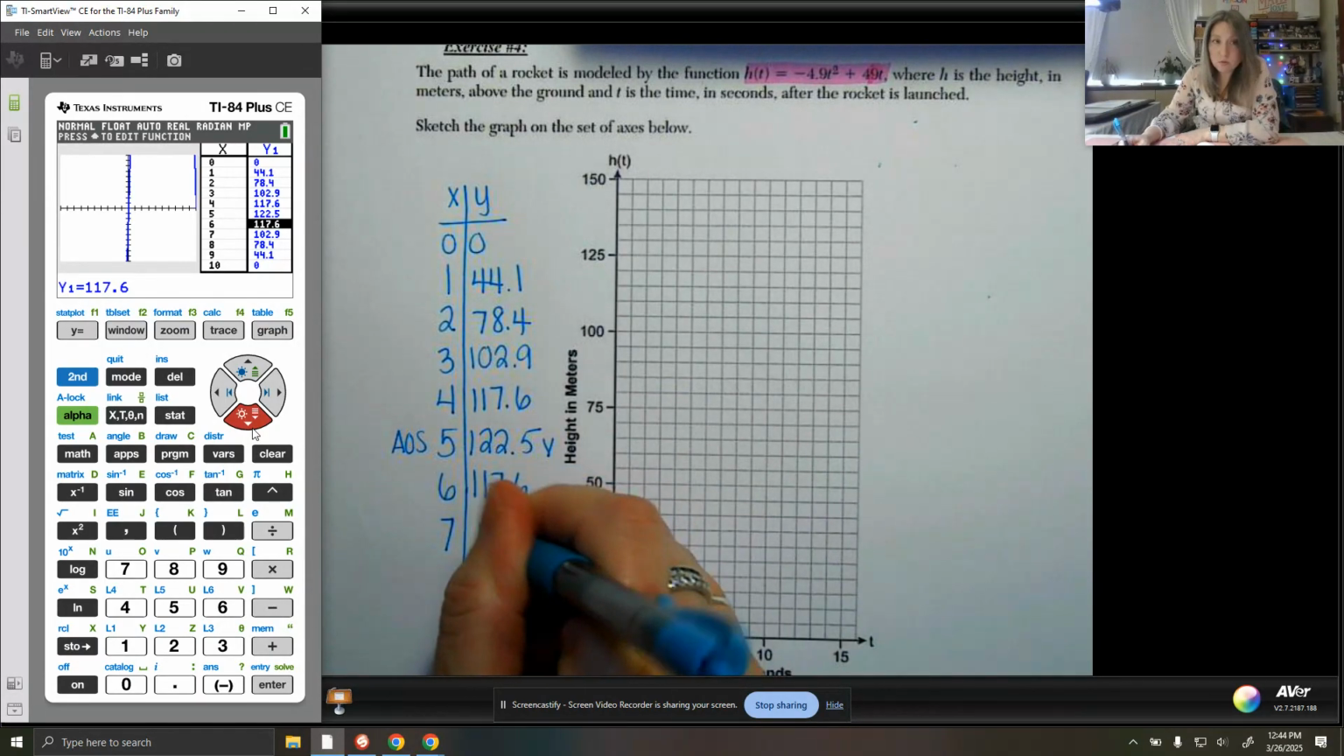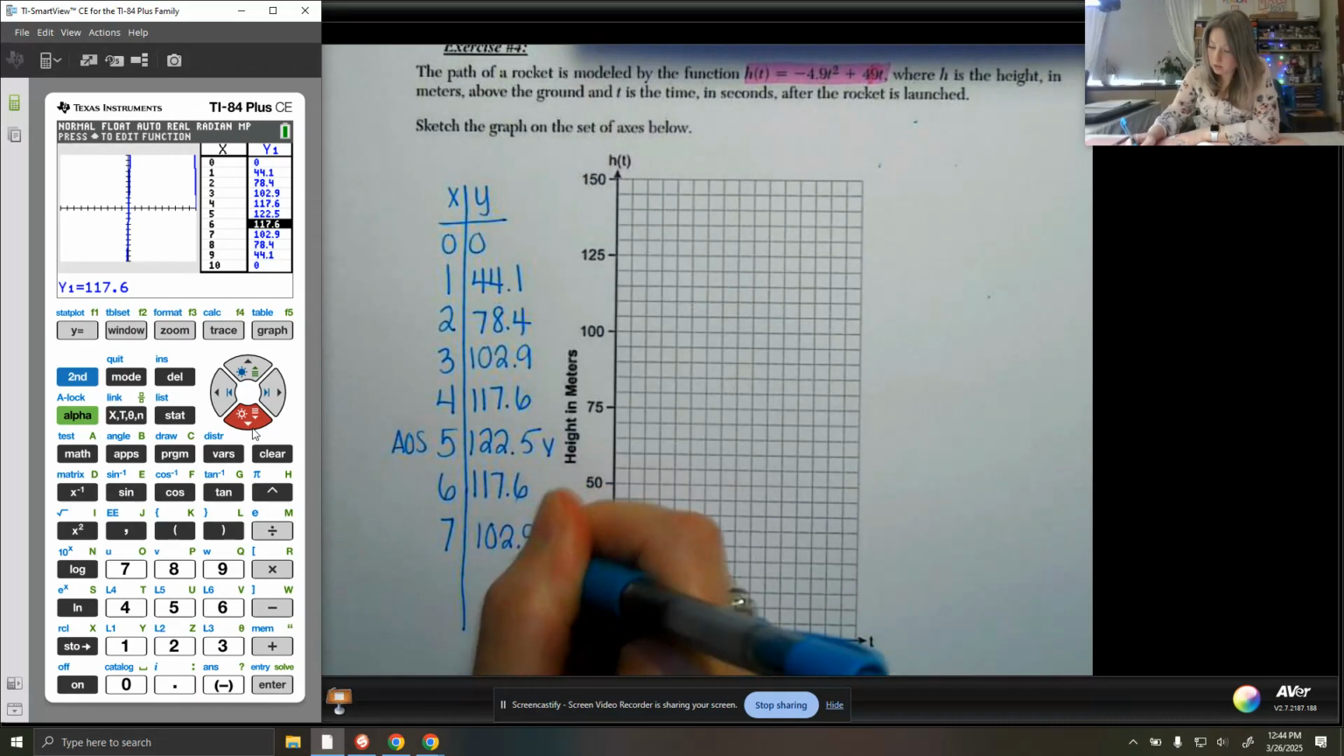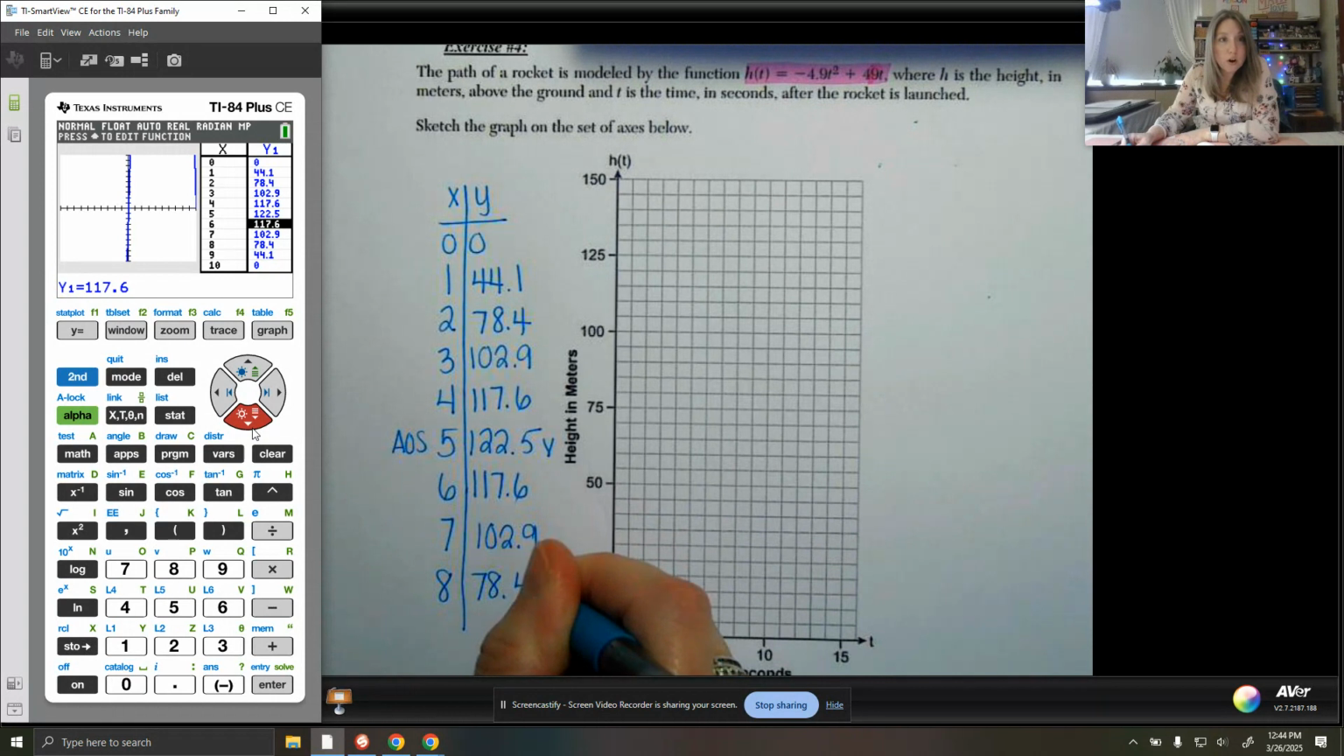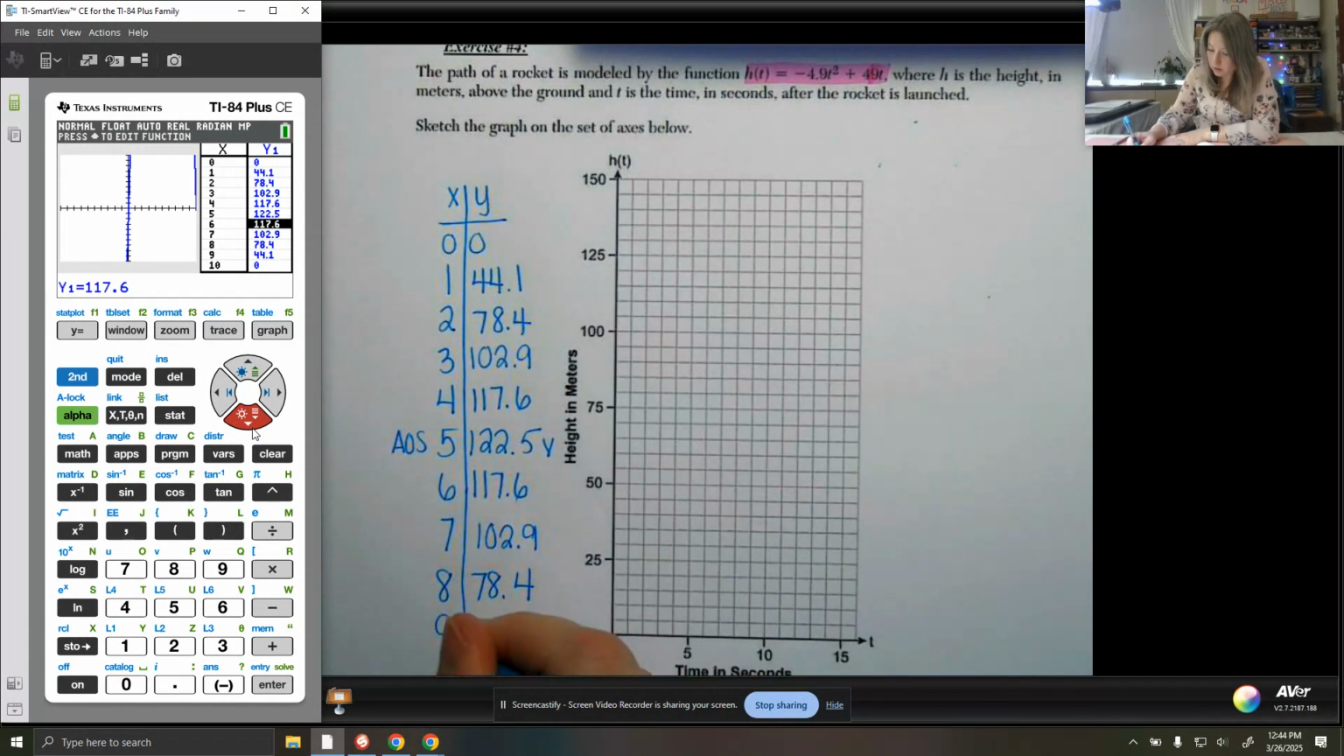Okay, 102.9, 8 seconds, 78.4, 9 seconds, 44.1, and 10 seconds, we're back at 0. Okay, so they're back at the ground, starting off the ground.